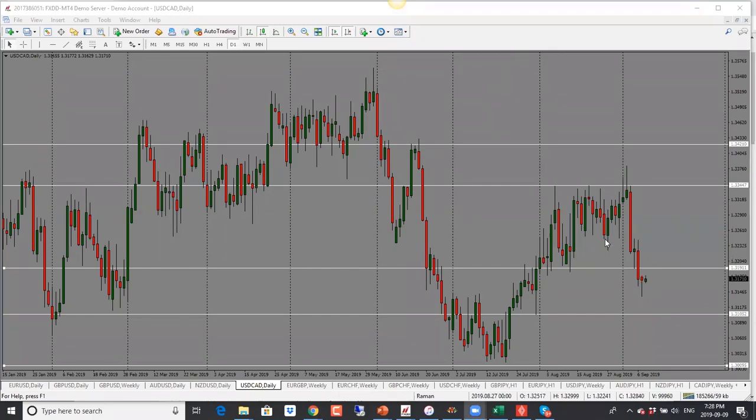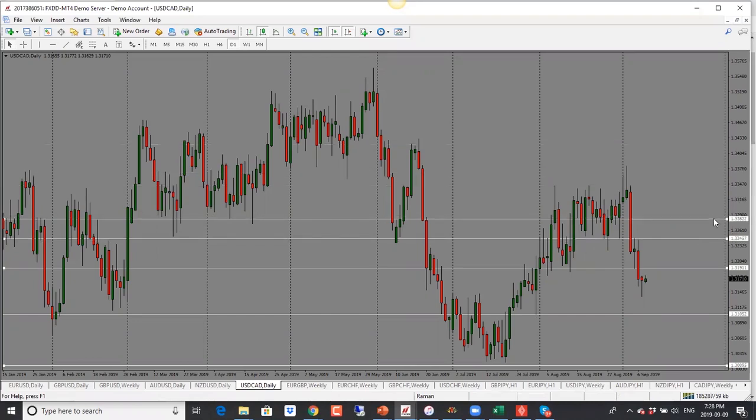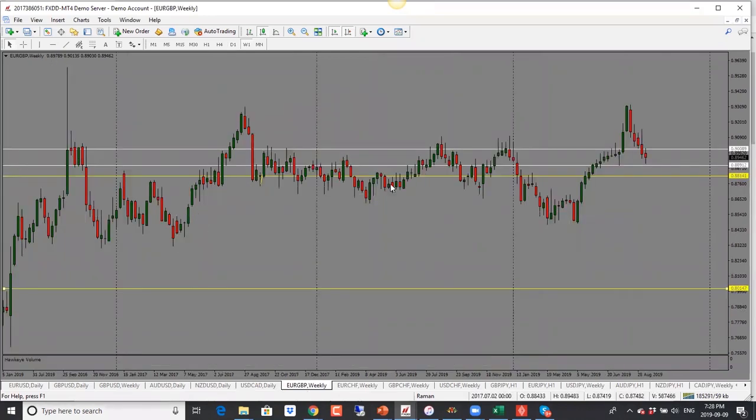So right now my bias is neutral because I don't like this large pin in the bottom, which shows rejection. So I would look for price to go up a bit. And if it stays below 1.3200, then I'm looking for price to drop towards 1.3100. But should it go through, then I'm looking for 1.3250 and then potentially into 1.3280. So this one here, bias is neutral for today.